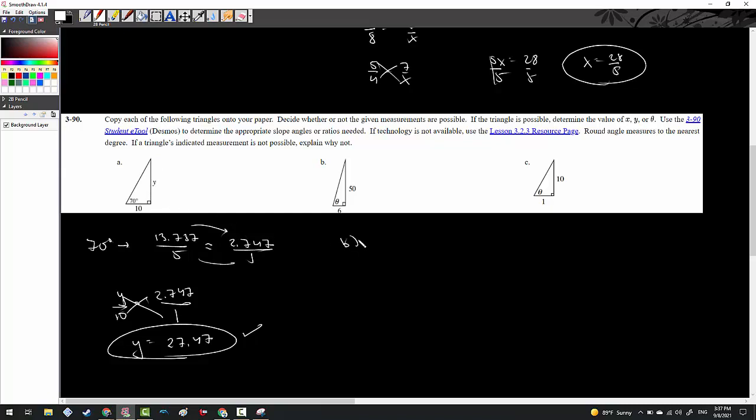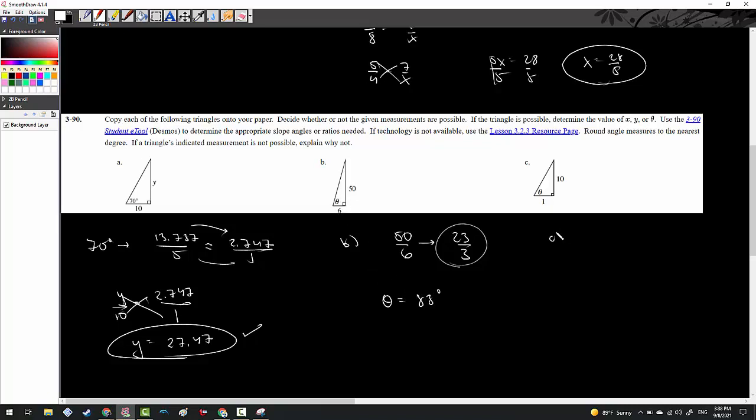So for b, I can say 50 over 6. If I reduce it, because they both divide by 2, that's 25 over 3. Well, if I look back at the resource page, again, I keep referring back to that resource page from 3.2.3, the slope ratio of 25 over 3 produces an angle of 83 degrees. I didn't just come up with that. The resource page gave it to me, and we got that from measuring out these angles exactly.